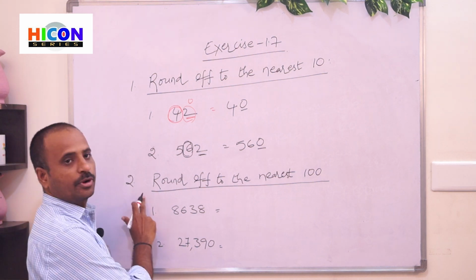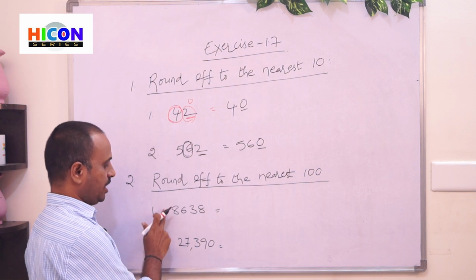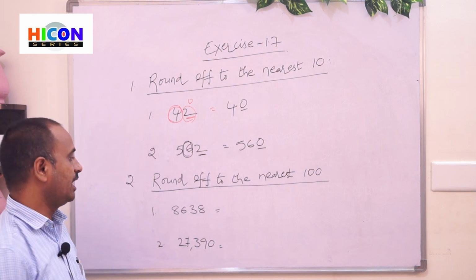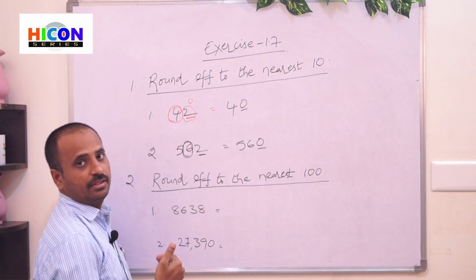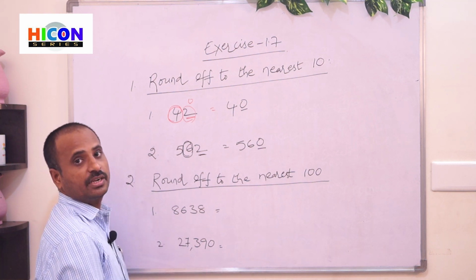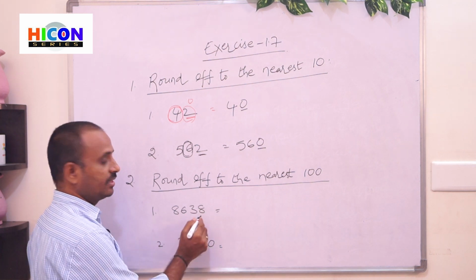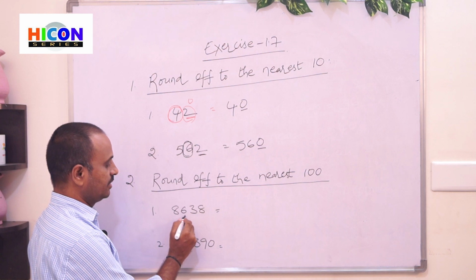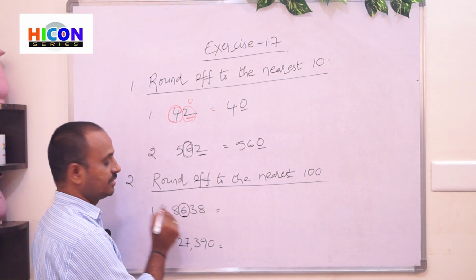Next, second problem, round off to the nearest 100. So children, there are two problems given. Now we have to round these two numbers to the nearest 100. So how can we round the given number to the nearest 100? First identify the digit present in the hundreds place. Here the digit present in the hundreds place is 6.